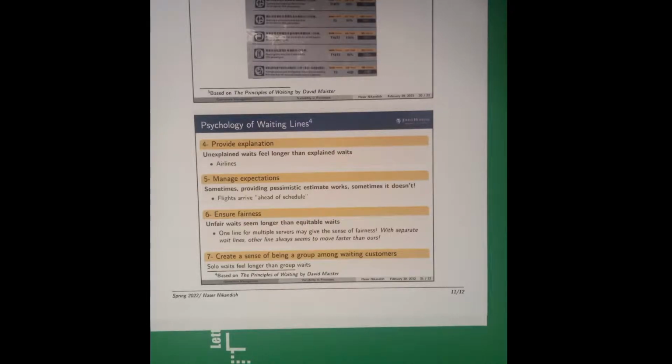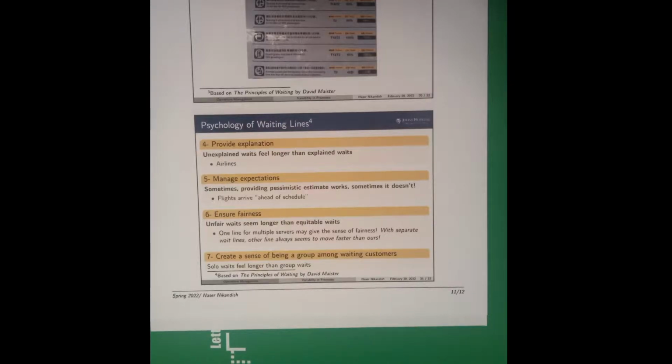Manage expectations. Airlines used to do this a lot, and they still find a way to do it in a legal way, and that is providing slightly pessimistic estimates of flight time. If a flight from Los Angeles to JFK is going to take 5 hours, they provide a slightly pessimistic estimate, let's say 5 hours and 15 minutes. If the flight arrives in 5 hours and 5 minutes, everyone is happy that, yay, we arrived 10 minutes early. But as a matter of fact, you have arrived with a 5 minute delay. Because they have managed your expectations, you are happy.